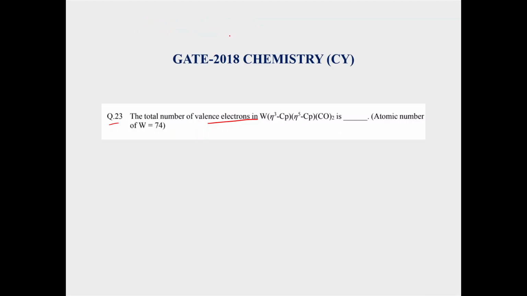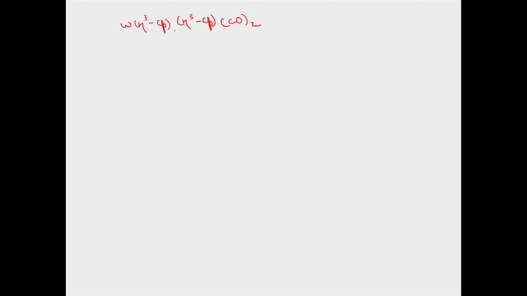They have just asked what the total number of valence electrons is. So tungsten has how many valence electrons? 6. Yes, that's a d5s1 system. We count it by the neutral method.